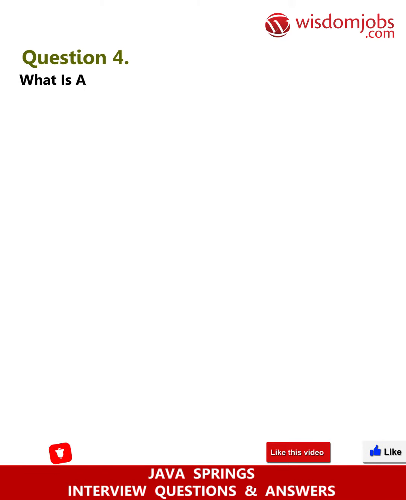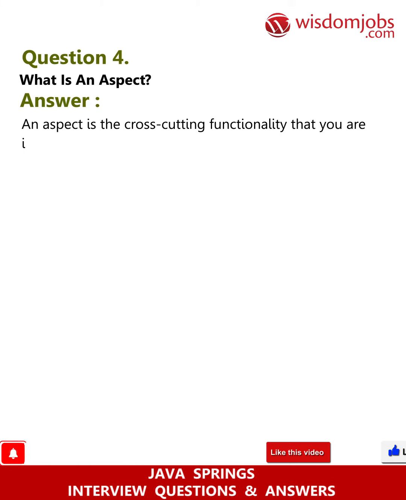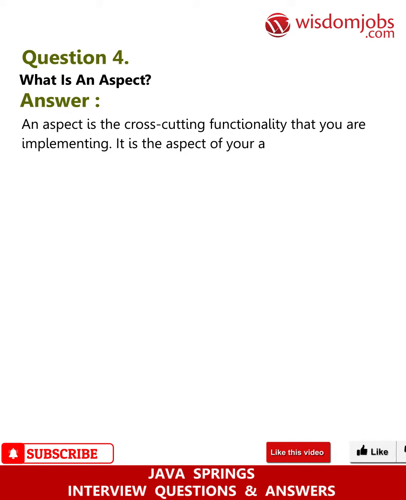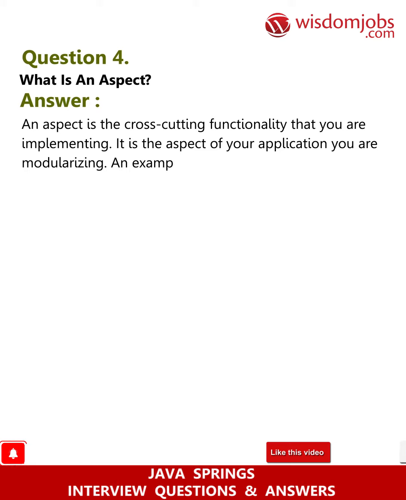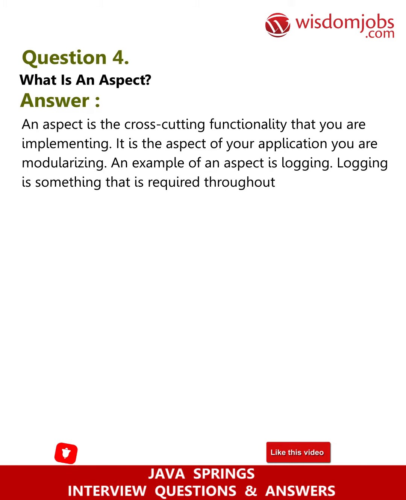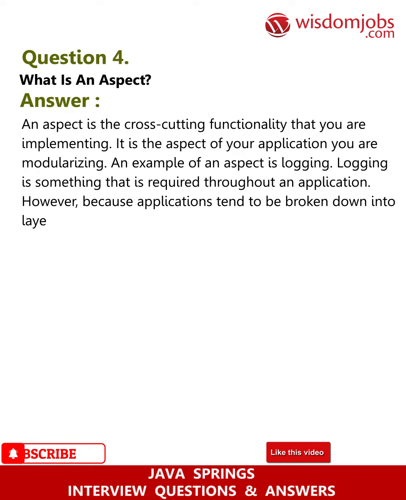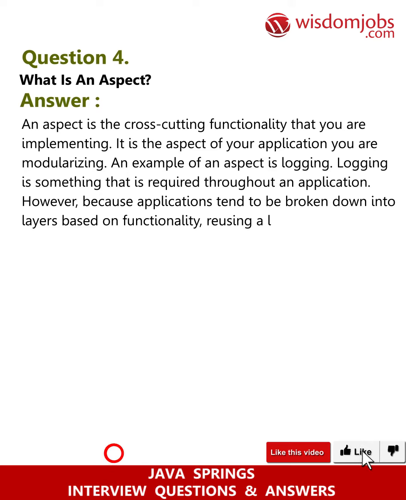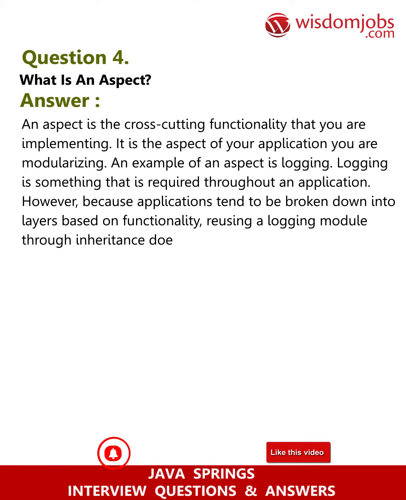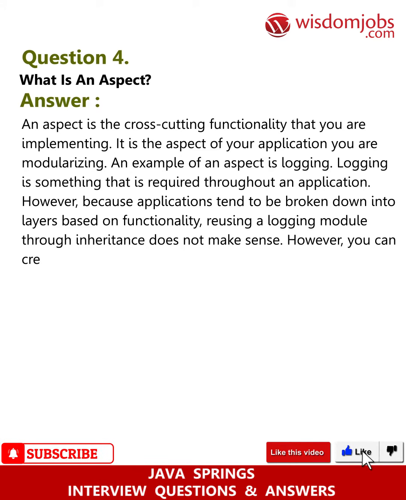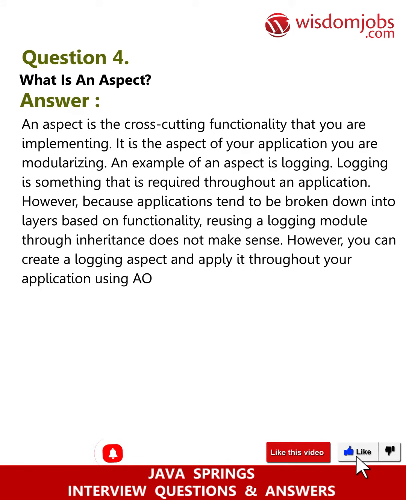Question 4. What is an aspect? Answer. An aspect is the cross-cutting functionality that you are implementing. It is the aspect of your application you are modularizing. An example of an aspect is logging. Logging is something that is required throughout an application. However, because applications tend to be broken down into layers based on functionality, reusing a logging module through inheritance does not make sense. However, you can create a logging aspect and apply it throughout your application using AOP.